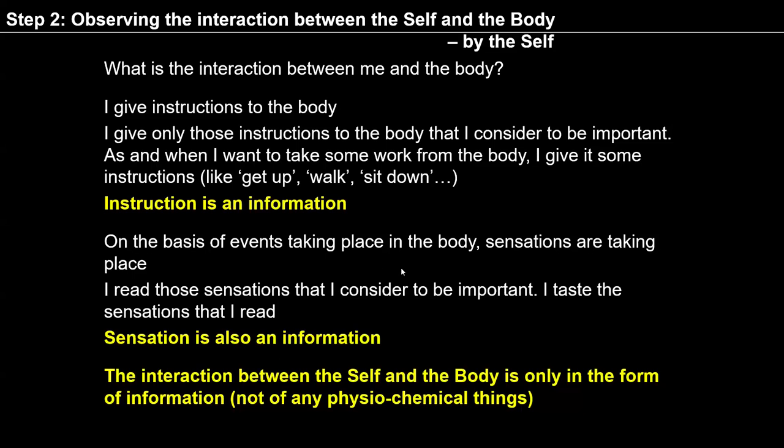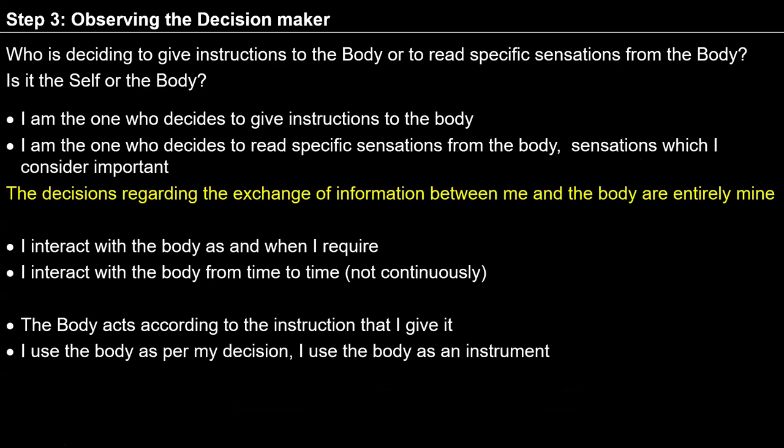As a result of step two, we will be able to see that the interaction between the self and the body is only in the form of information. There is no physicochemical thing being exchanged between me and the body, only information. This is the outcome of step two. Once you are able to see that only information is exchanging between me and the body, then we can observe who is the decision maker.